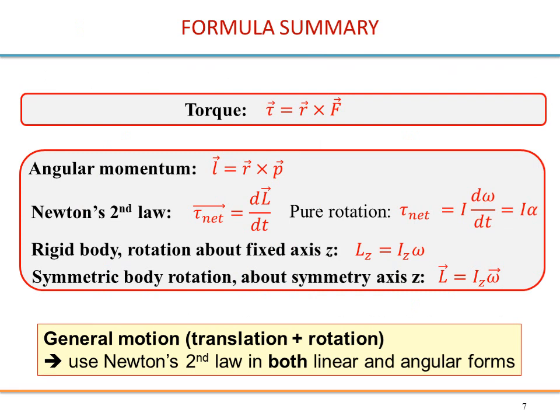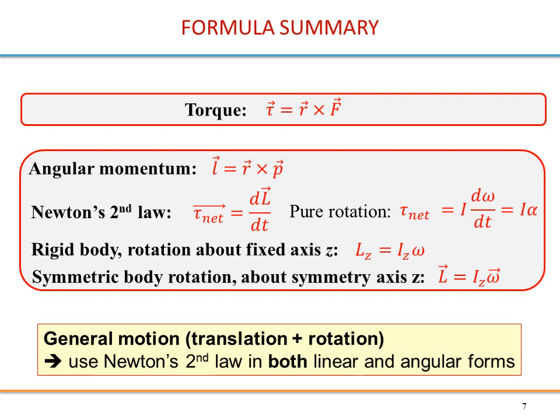So this is the formula summary for this lecture. This is a reminder: the torque, angular momentum, Newton's second law, pure rotation. What we have seen here new is that for a rigid body, about the axis of rotation z, you have this expression for the angular momentum. And if in addition you have a symmetric body and rotation about a symmetry axis, let's say z, then this equation is also valid in vector form.